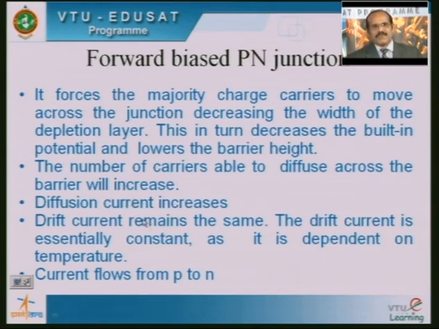However, please note that the drift current remains the same. The drift current is essentially constant as it mainly depends on the temperature. So when the semiconductor diode is forward biased, the current flows from P to N.